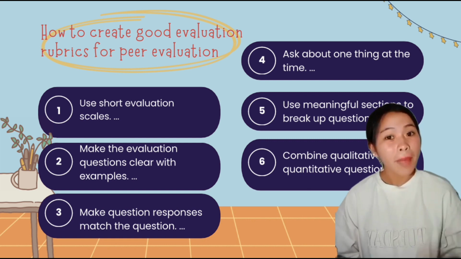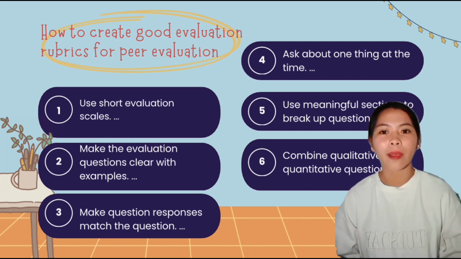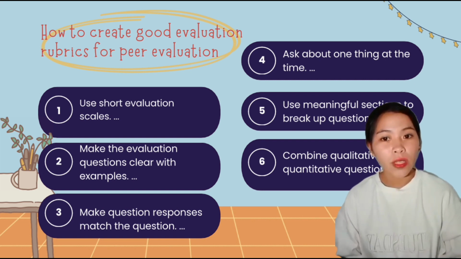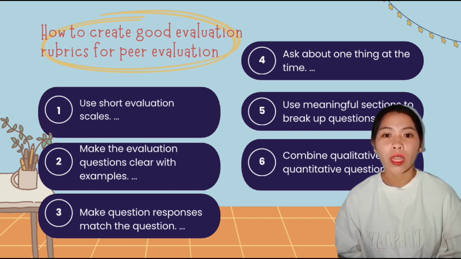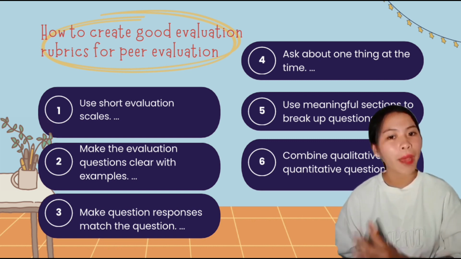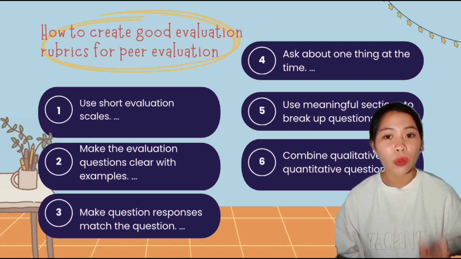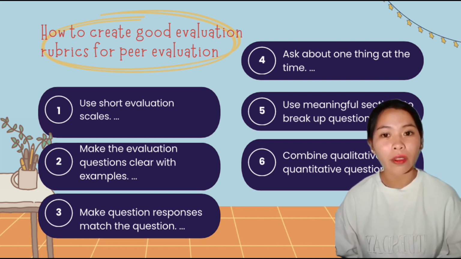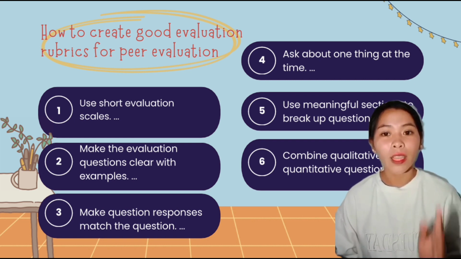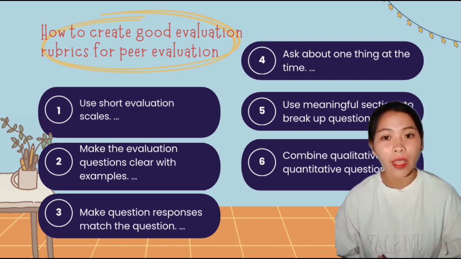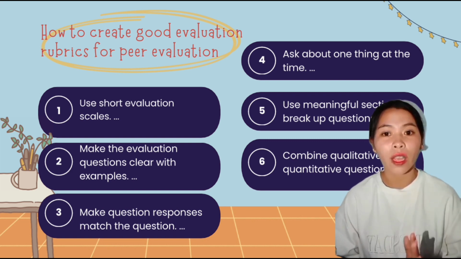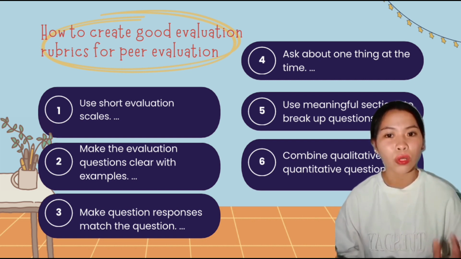And second, make the evaluation questions clear with examples. So when asking students to evaluate the quality of something, it is essential to make sure that they know what defines good and bad. The easiest way to do this is to include specific criteria and examples in the evaluation question. In this example, the question simply asks students to rate the solution without further explanation. This can lead to students focusing on very different things and forgetting essential things that make a solution good.